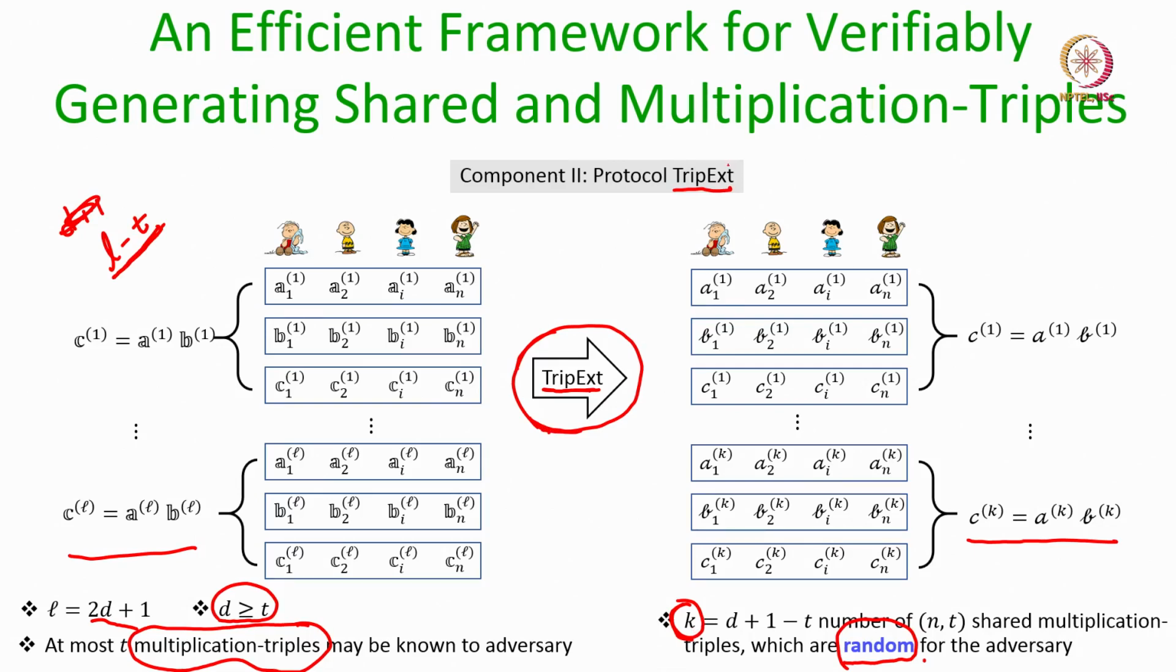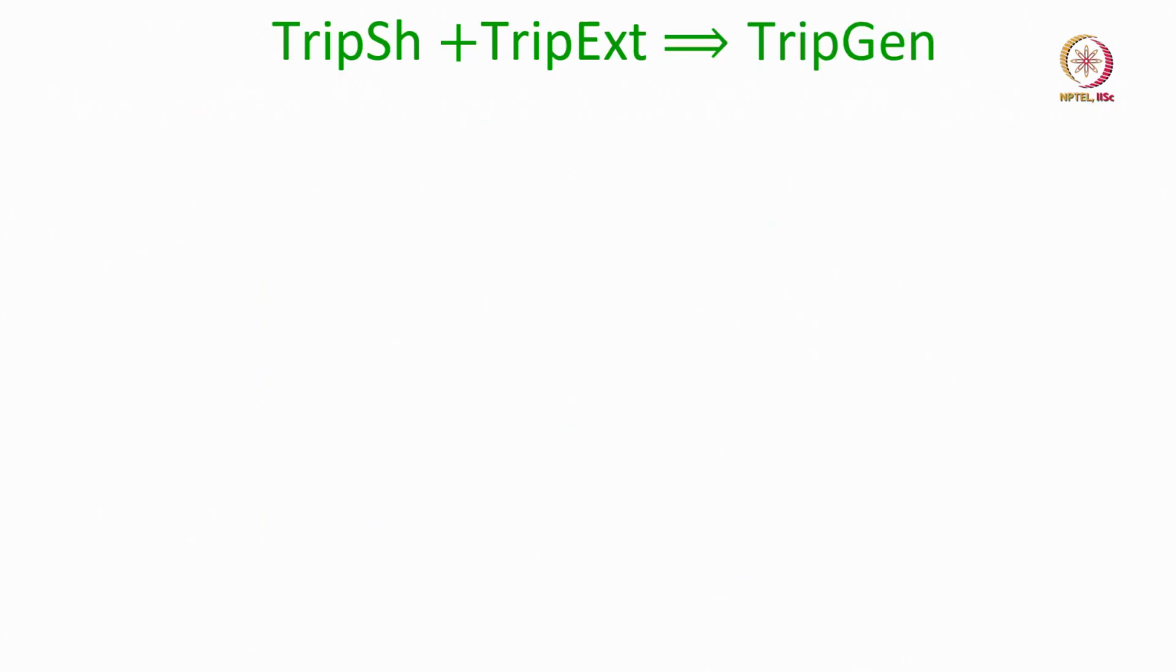So, again for the moment we will assume that we have such a triple extraction procedure. Later on we will see an instantiation of the triple extraction procedure. Now, the framework does the following: assuming we have an instantiation of the triple sharing protocol and an instantiation of the triple extraction protocol, how we can stitch them together to get the triple generation protocol, namely the protocol for the pre-processing phase.